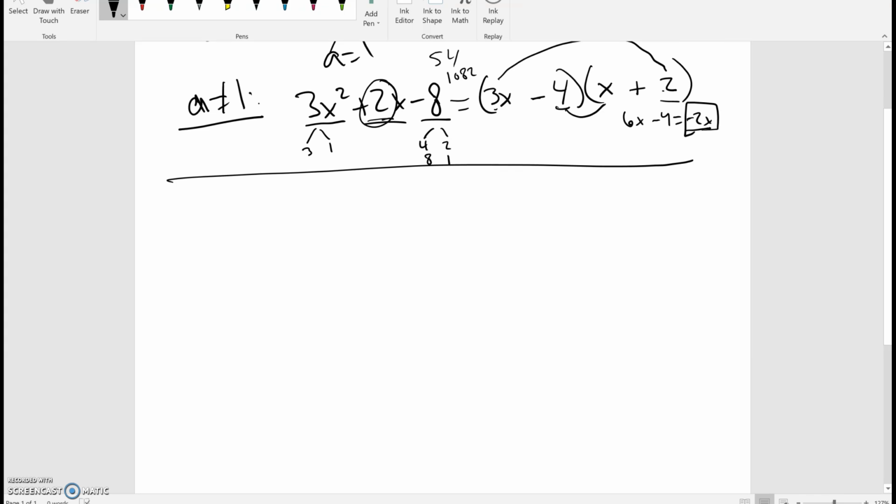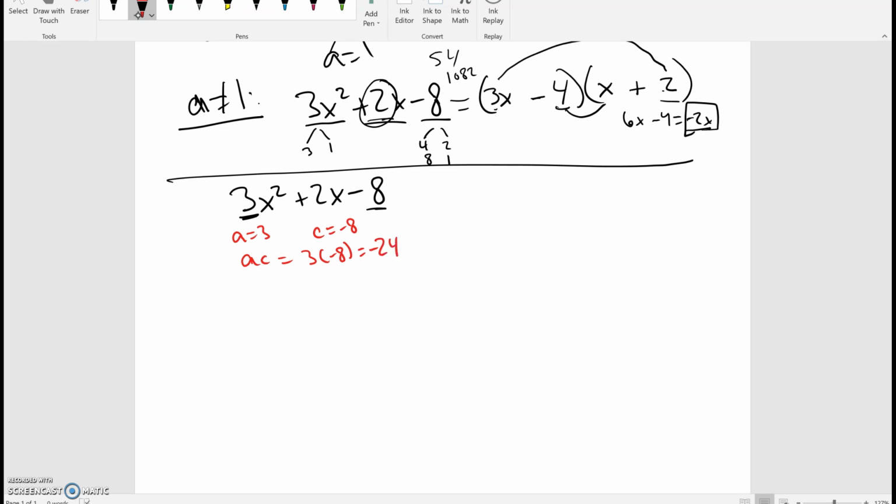So let me show you the box method using the same exact trinomial. The way that I usually do it, I multiply my a term times my c term. So I know that a equals 3 and c equals negative 8. So I'm going to multiply a times c together. So this is 3 times negative 8, and this gives me negative 24.